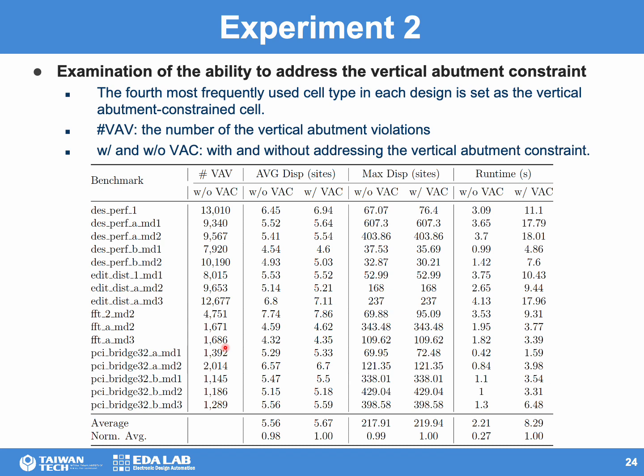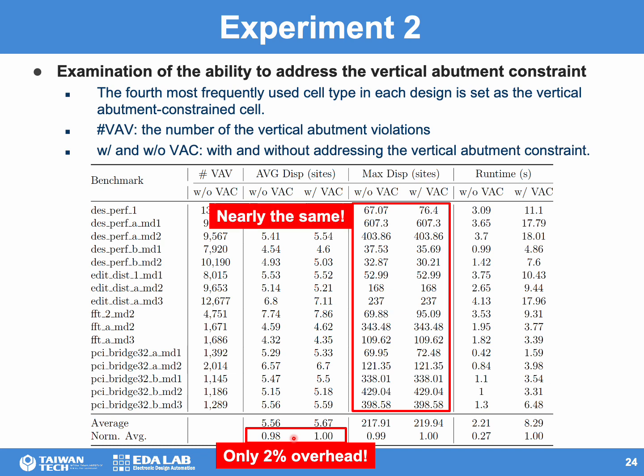Under this condition, our algorithm only requires an additional 2% overhead in average displacement to handle all vertical abutment violations. The performance in terms of maximum displacement remains almost the same. While there is more variance in the runtime, we think it is still acceptable considering that our vertical abutment constraint has 8 relative positions that need to be checked for a cell.